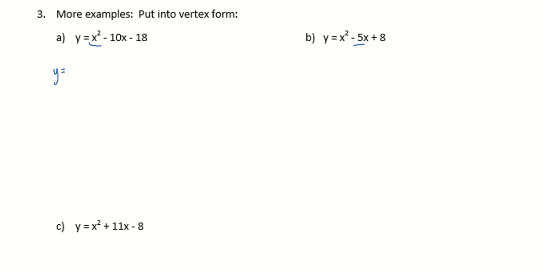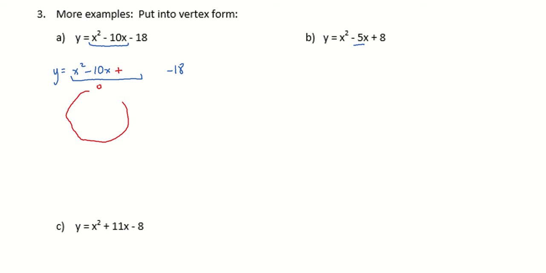So I'm going to take x squared minus 10x, and I'm going to separate them from negative 18. Then I'm going to think of what would have to go in the third spot here. I know it's going to be plus, so I might as well write that in. What would have to go there to complete the square?